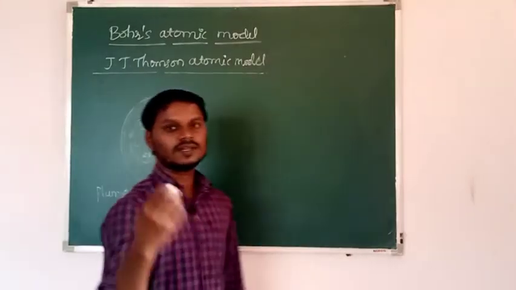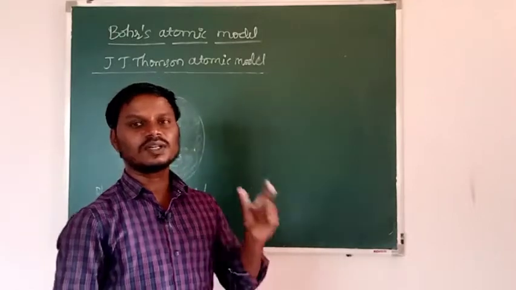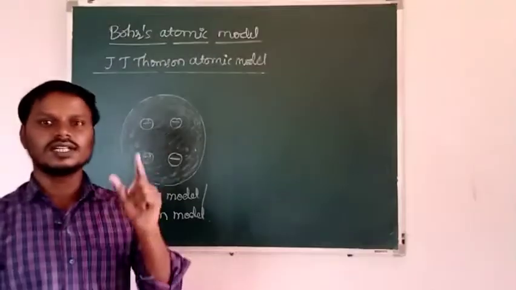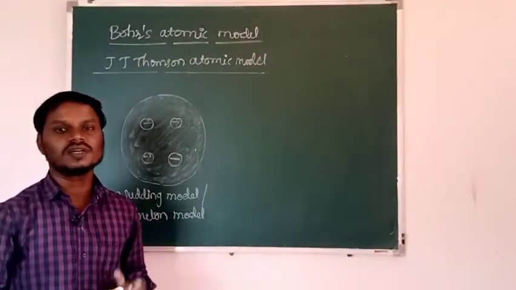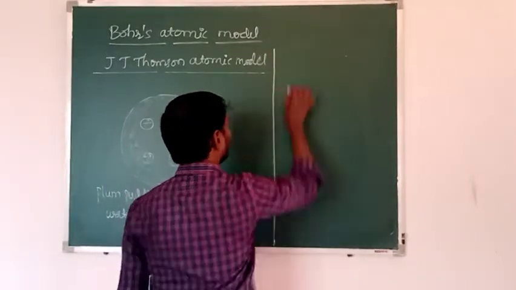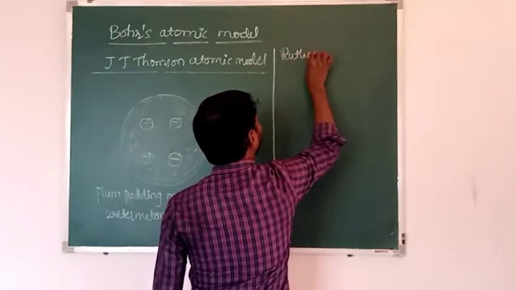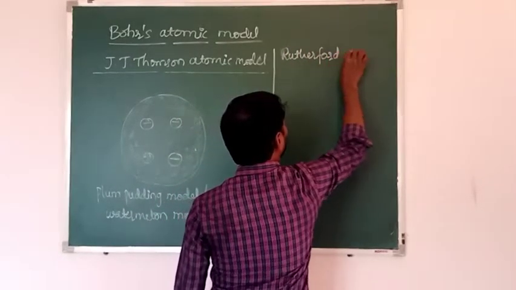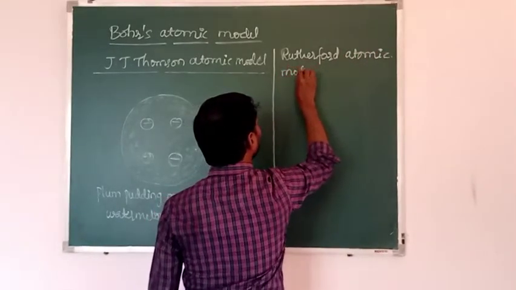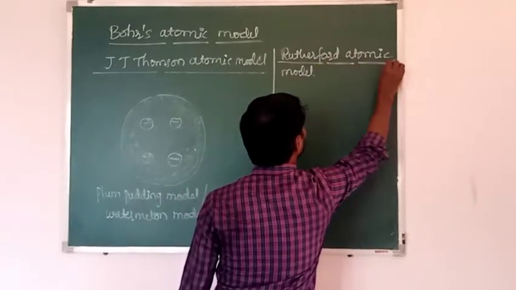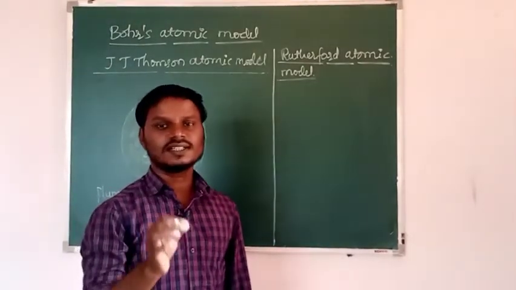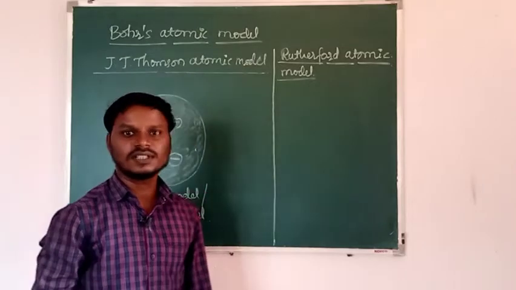Then Rutherford explained that the total number of positive charges present in an atom are concentrated at the center of the atom by the experiment. That experiment is nothing but the alpha scattering experiment. Now we are going to discuss Rutherford atomic model. According to Rutherford, the total number of positive charges present in an atom are concentrated at the center of the atom.